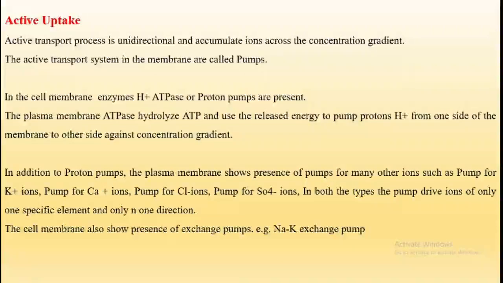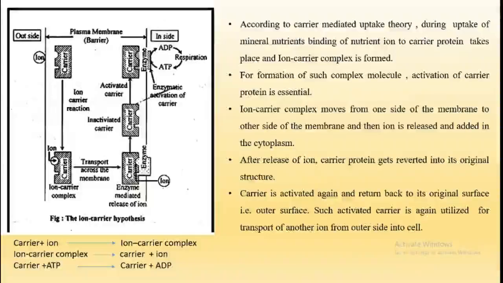In addition to proton pumps, the plasma membrane shows the presence of pumps for many other ions, such as a pump for K plus, that is potassium ion, pump for calcium ion, pump for chloride ion, and pump for sodium ions. In both types, pumps drive ions only of one specific element and in one direction. The cell membrane also shows the presence of an exchange pump, the sodium potassium exchange pump.